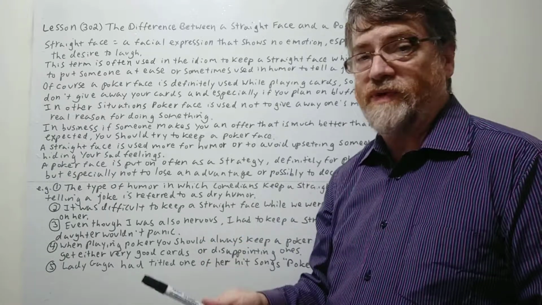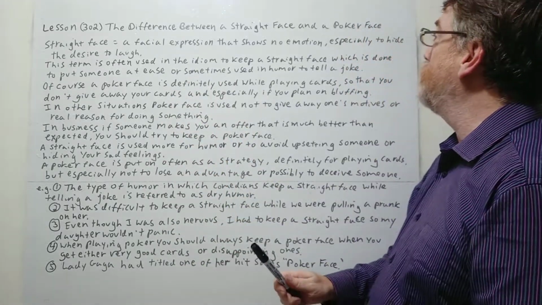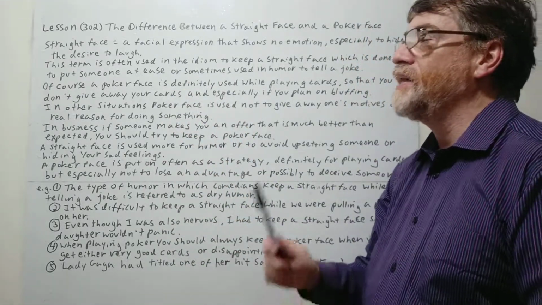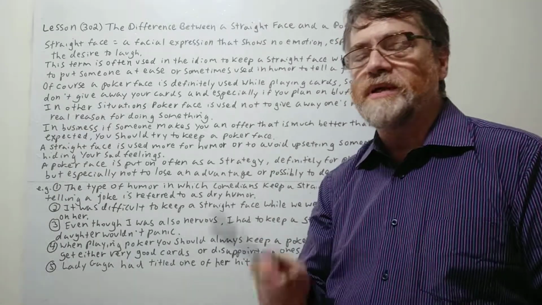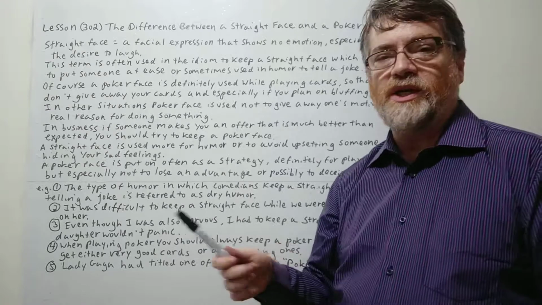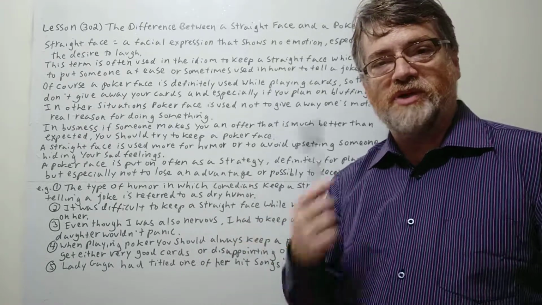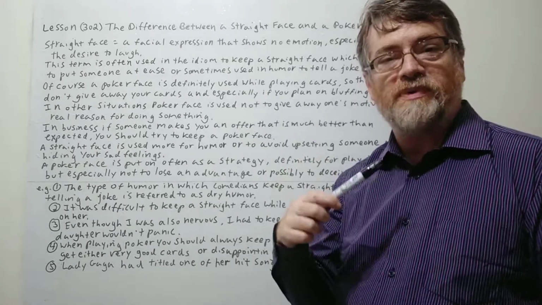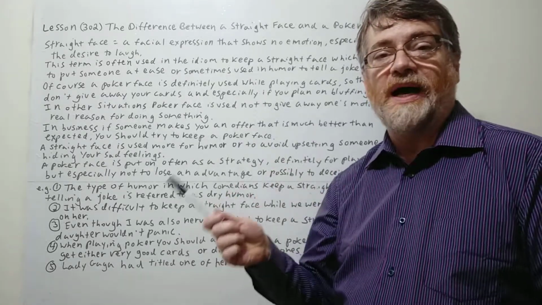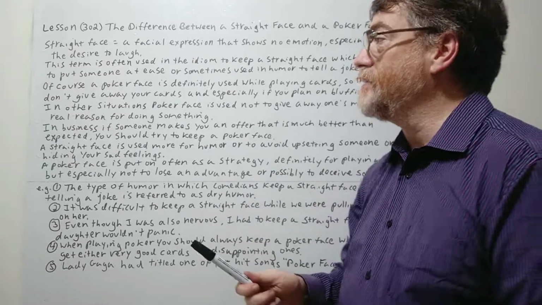If we say a straight face, it means a facial expression that shows no emotion, especially to hide the desire to laugh. Yeah, that's probably the most common reason we say a straight face, because we use it in humor all the time, or a situation where it's supposed to be funny, but you've got to hold back and just try to keep a straight face in order to not laugh. So that's probably the number one way that we use straight face.